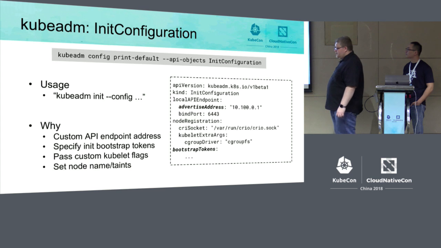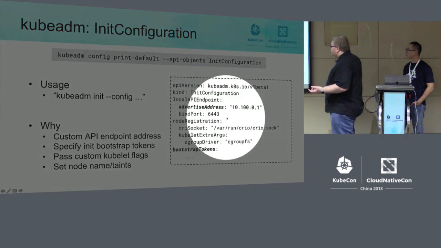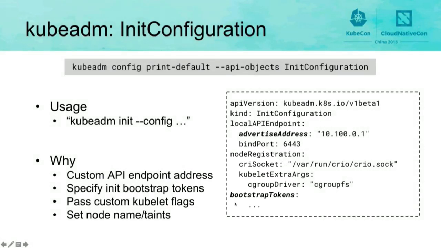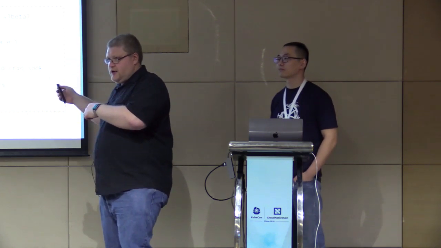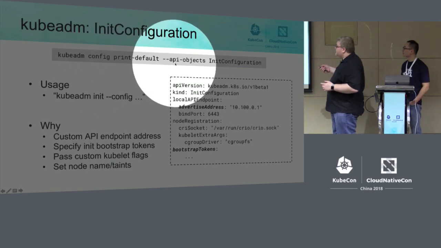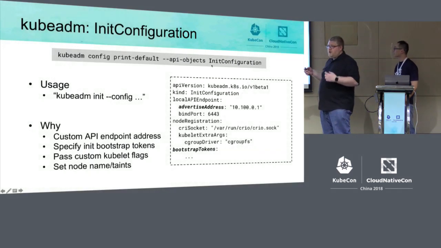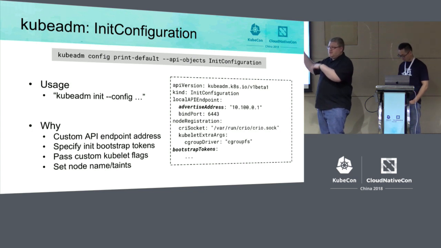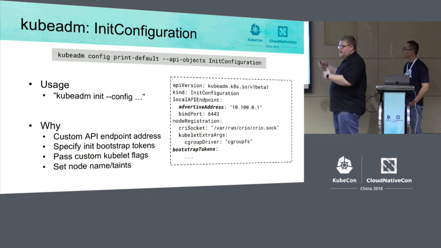This is an example of init configuration. Here you have very simple things which you customize when you're initiating the first master. For example, the address you advertise, maybe some defaults for bootstrap tokens, maybe some CRI socket. And by the way, you don't need to remember those files by heart. We have a helper command, kubeadm config print default, and you can specify the name of the object, and it will print out the default, so you save it in a YAML file and then just modify or remove the parameters you don't need to modify, and then you use it.